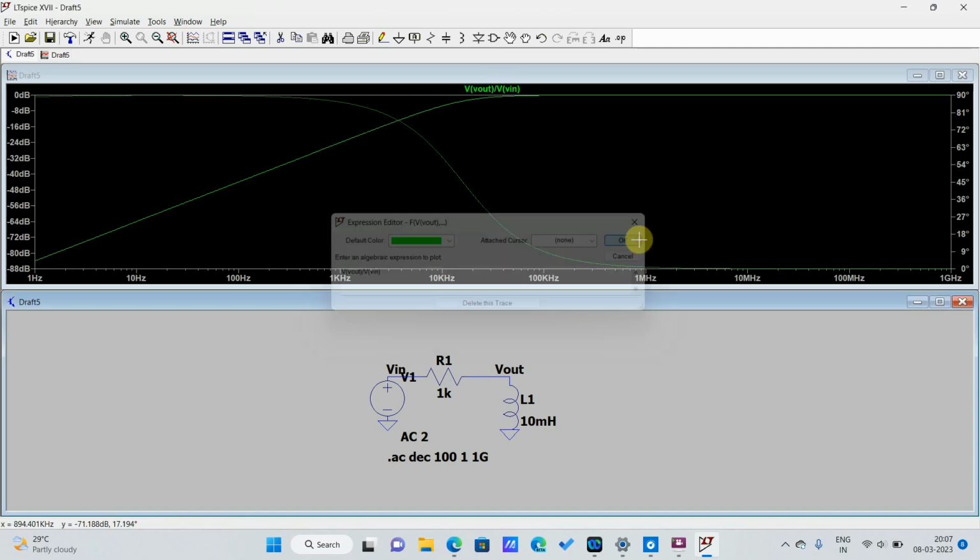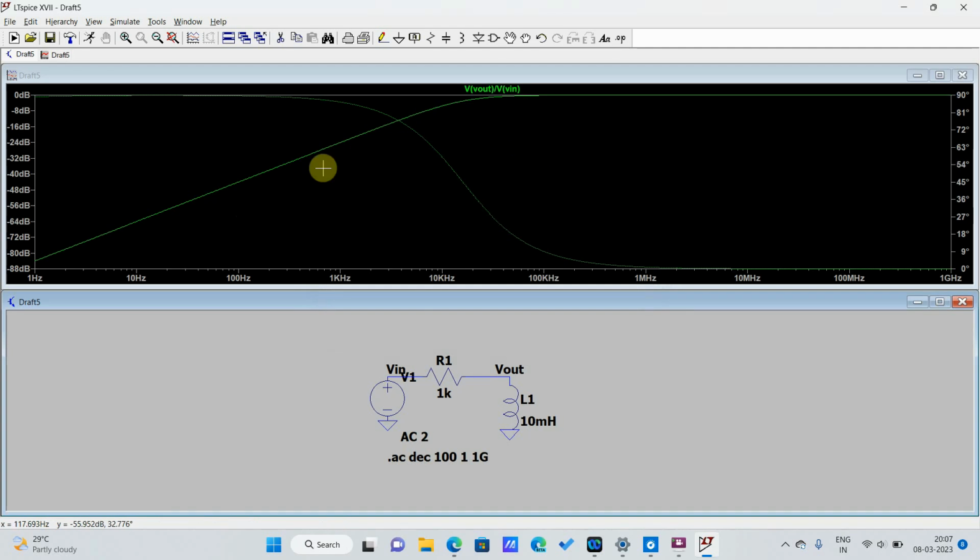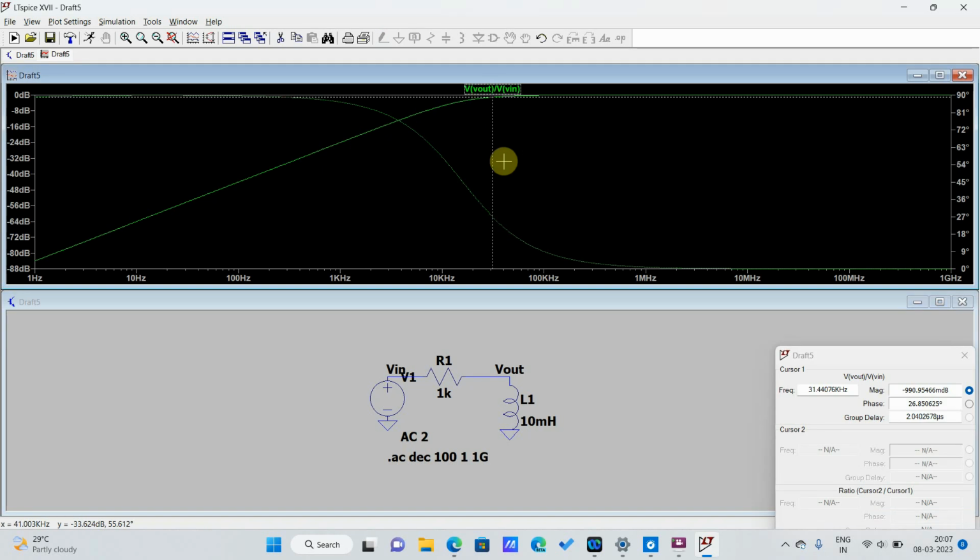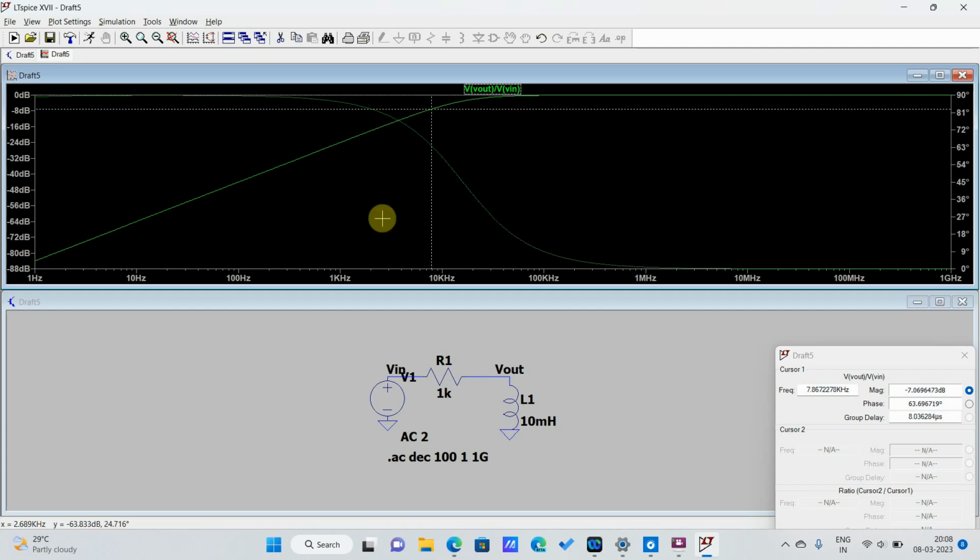So as we can see, the gain increases and then it remains constant, nearly somewhere near 100 kilohertz. It remains almost constant, as we can see.